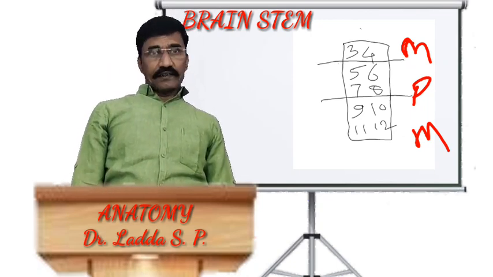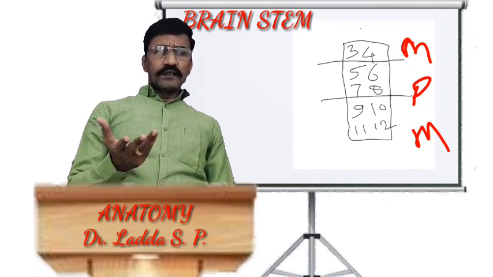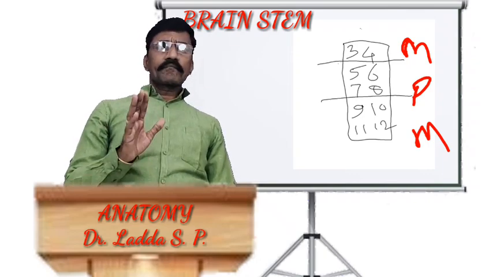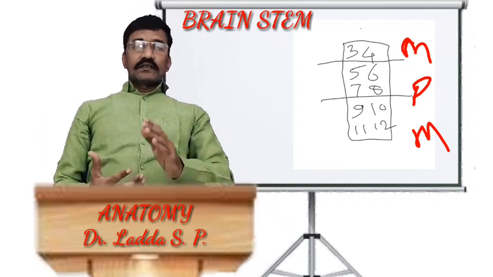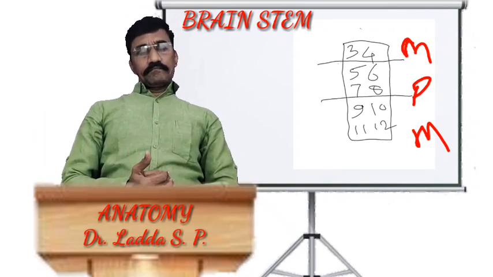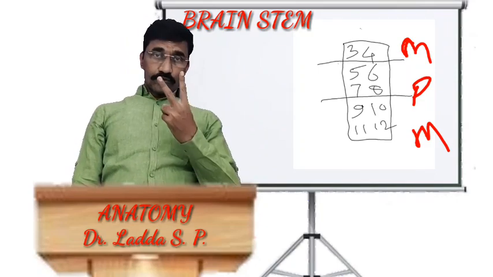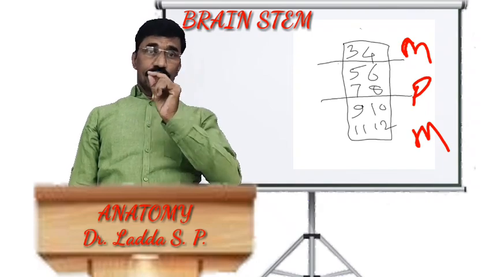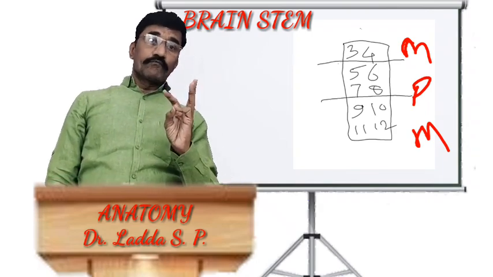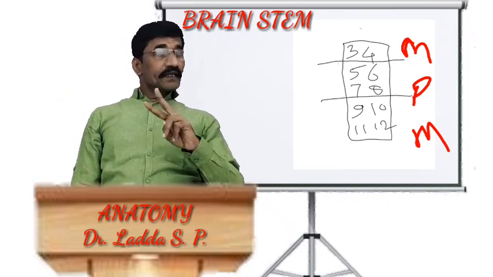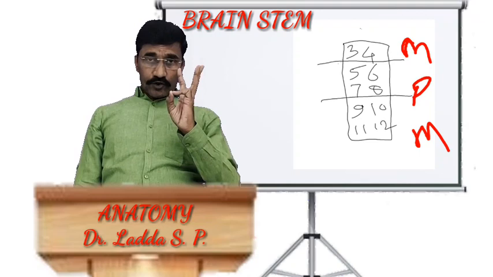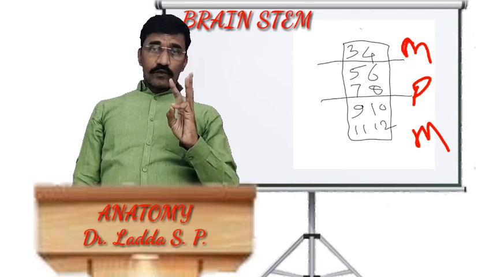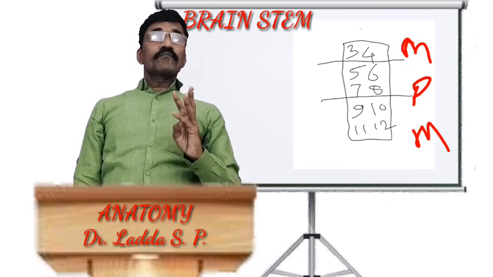So if a question is there about the nuclei from midbrain, nuclei from the pons, nuclei from the medulla oblongata. Suppose: write down the nuclei of midbrain. We know midbrain has two nerves, 3 and 4. 3 is oculomotor and 4th is trochlear. So midbrain gives origin to the oculomotor and trochlear nerves, or you can say the nuclei in the midbrain are the nucleus for the oculomotor nerve and the nucleus for the trochlear nerve.